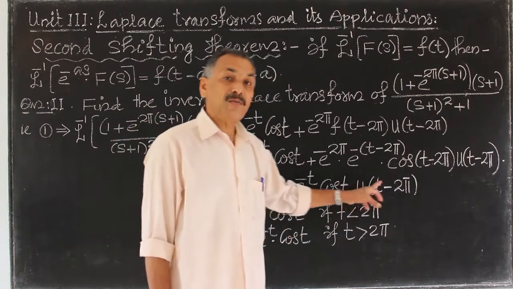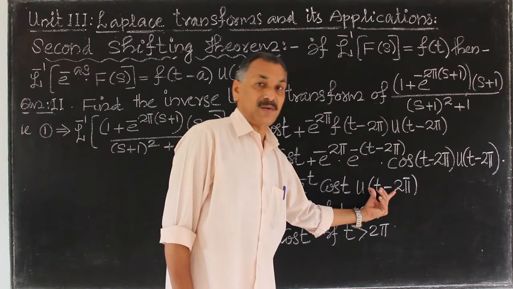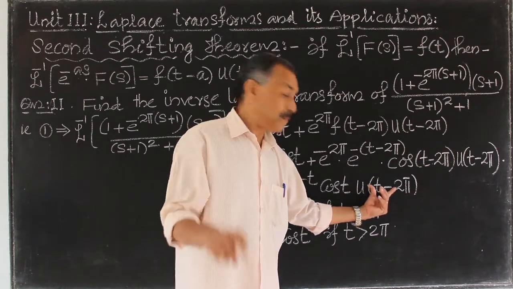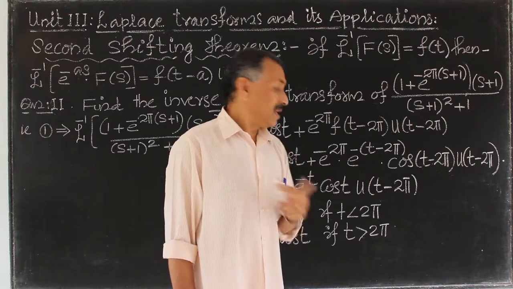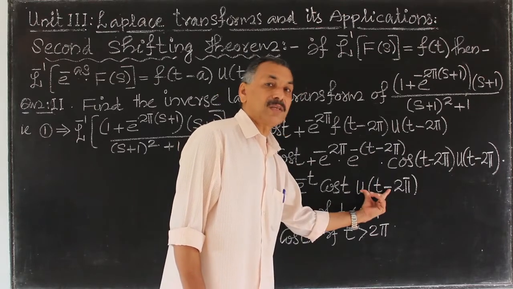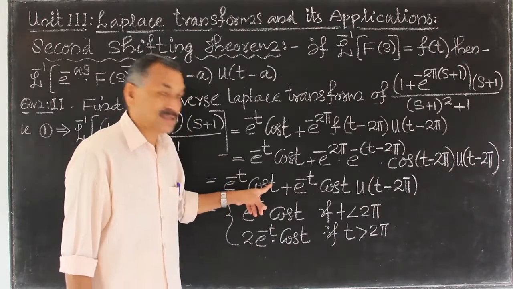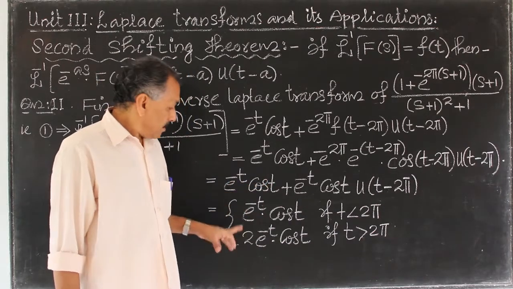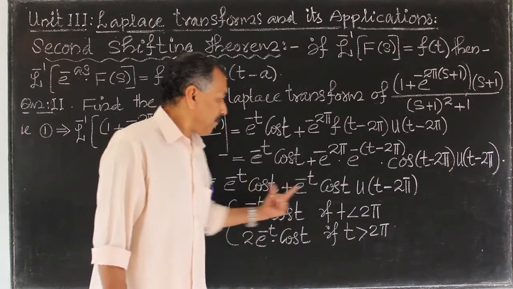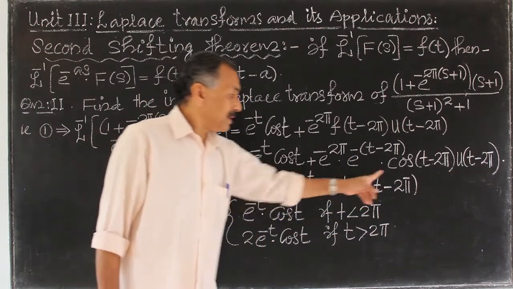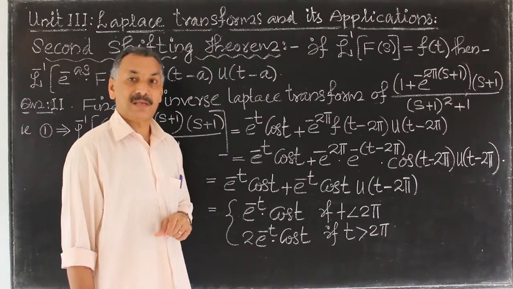What is the definition of u of t minus 2 pi? If t is greater than 2 pi, this value is equal to 1. If t is less than 2 pi, this value is equal to 0. Assume that t is less than 2 pi. Then this term's value will be 0. The remaining f of t is equal to e raised to minus t cos t. This is the inverse Laplace transform if t is less than 2 pi. If t is less than 2 pi, this term is 0, and the rest is e raised to minus t cos t.